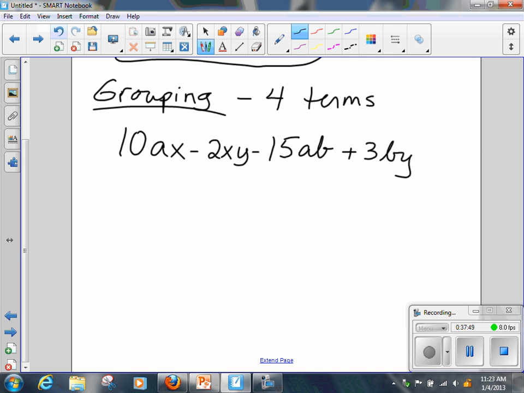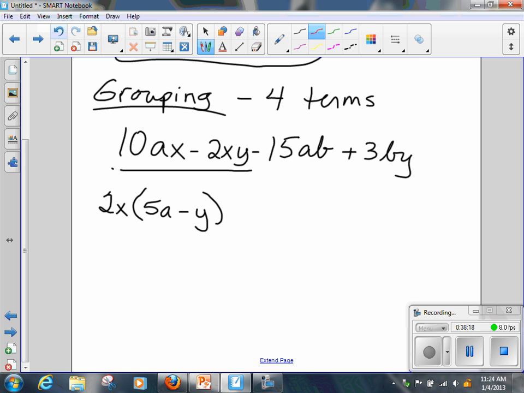Okay? Take the first 2, factor out the GCF. Okay? What's the GCF of 10ax minus 2xy? 2x, right? See, I didn't write my 2 that way. 2x times what? 5a minus who? Plain old y, right? All right.